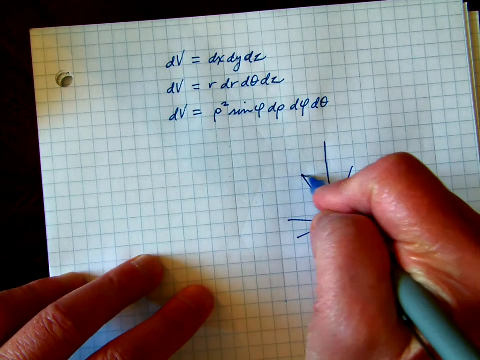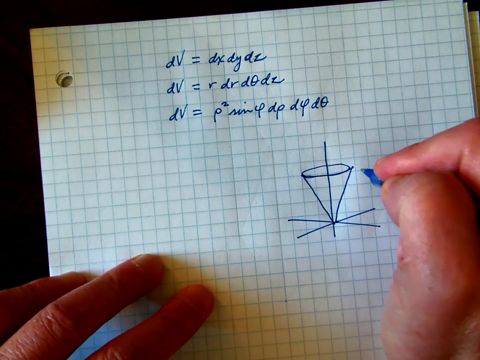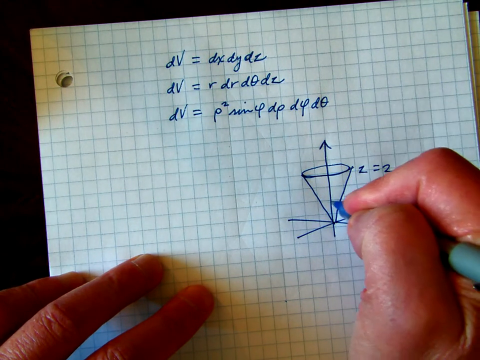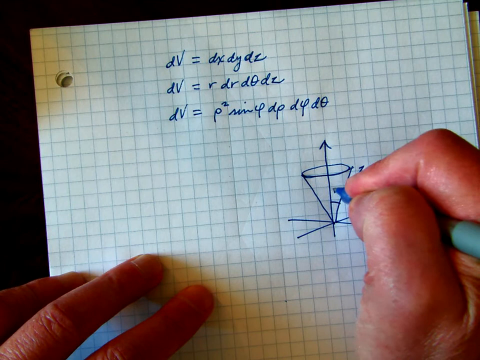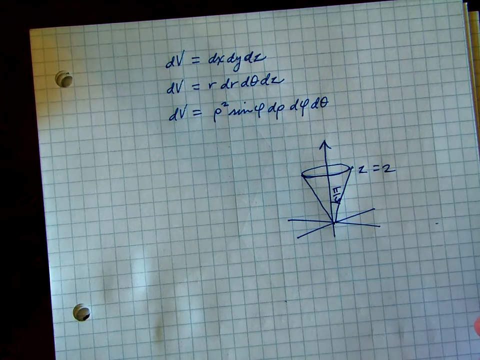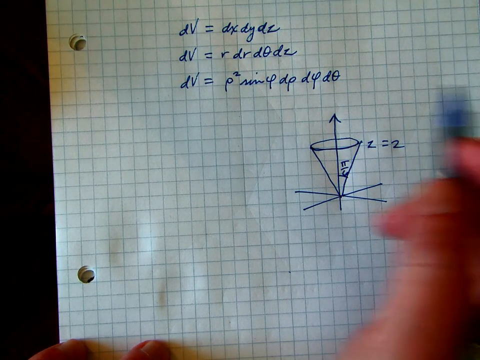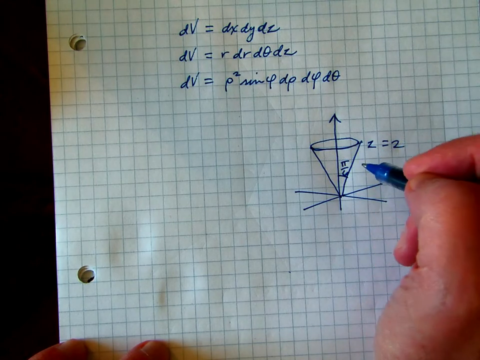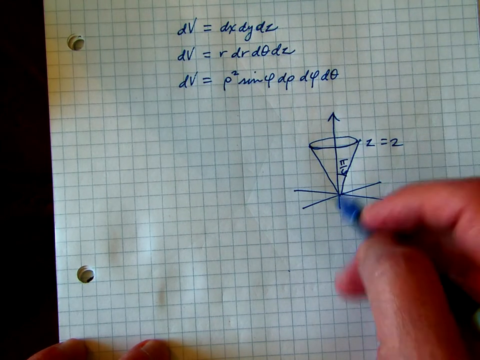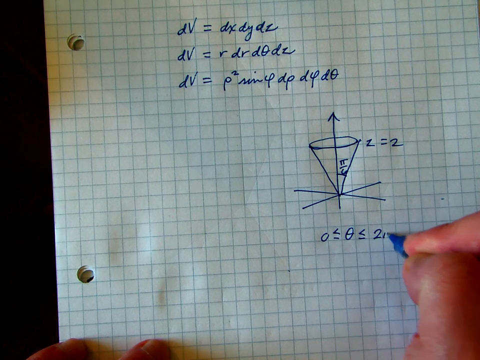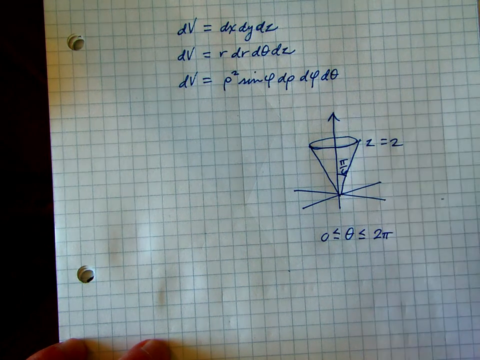And let's suppose that the cone is of height 2, and the half angle right here is pi over 6, or basically 30 degrees. Okay? Now here's something that you have to watch out for. If you were going to compute in spherical coordinates over this region, theta is going to go all the way around, because this is a solid of revolution.